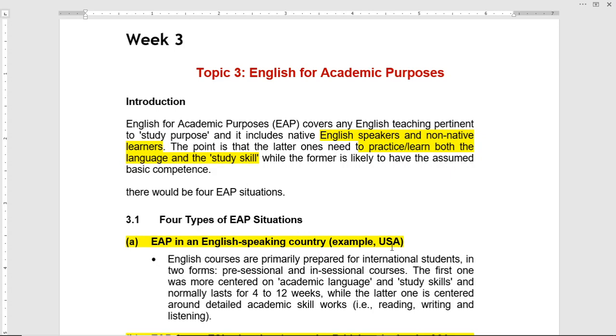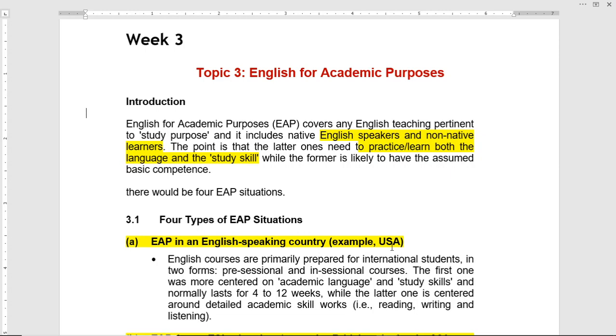So, EAP, English for Academic Purposes or Study Purposes. This is for students, adult students, and even for young students. This could include native English speakers and non-native learners. For example, people from Sri Lanka going to Australia or USA or England. For them, English is a second language. Then for the Americans or British or the Australians, English is the first language. So native and non-native.